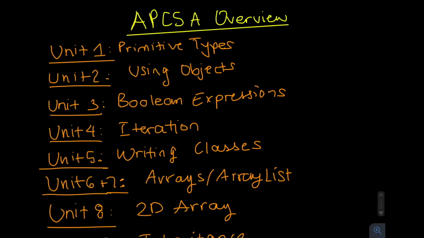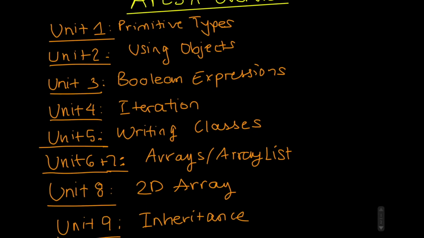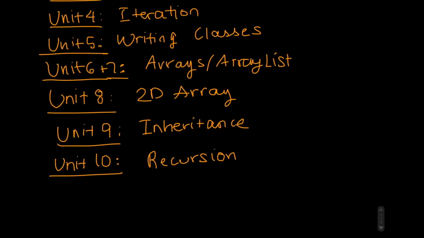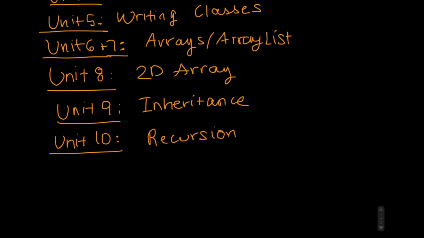Alright, so first let me go over an APCS overview. So obviously, as I said before, this is a class based on the language Java, and it's about computer science, right? So obviously it's going to be helpful if you have some prior Java experience, but if not, I'll try to explain as best as possible, and also we'll go over code examples and we'll do a lot of practice, because as with every class, the most important thing is practice. So all the units here are primitive types, which we'll go over today, and it's not too bad, right? And then there's using objects, Boolean expressions, iterations, writing classes, ArrayList, arrays, 2D arrays, and inheritance and recursion.